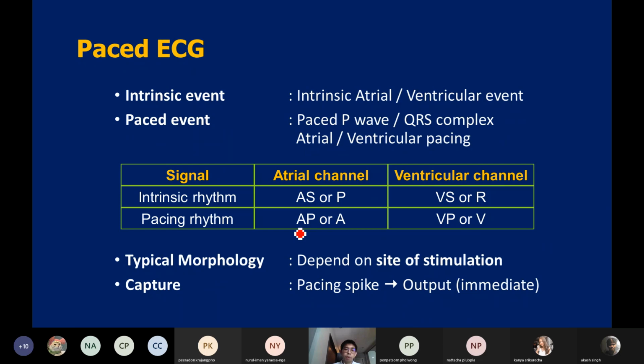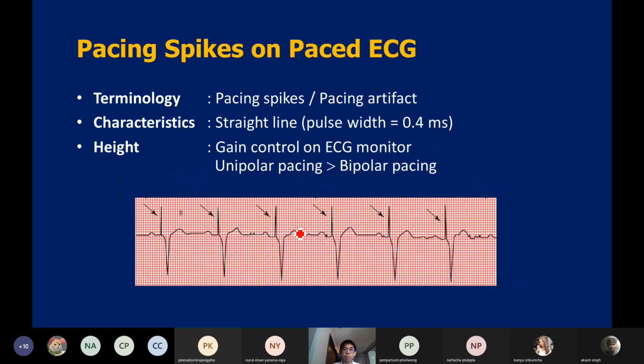So when you look at the pacing spike on the paced ECG, the ECG below has pacing spikes before the QRS complex. So this is what we call ventricular pace, or V pace. And if there is no pacing spike before the intrinsic beat, like this one, with no pacing spike on the atrium before the P wave, this might be atrial sensing.